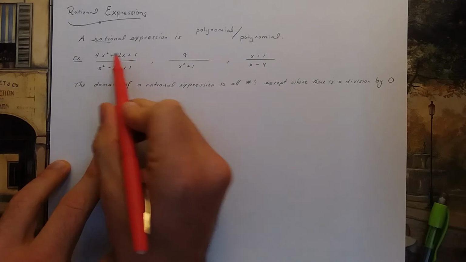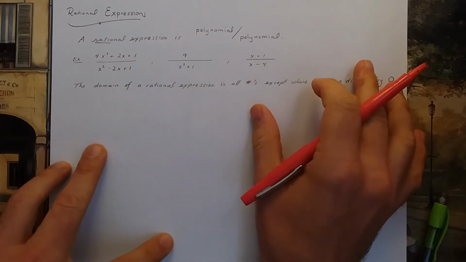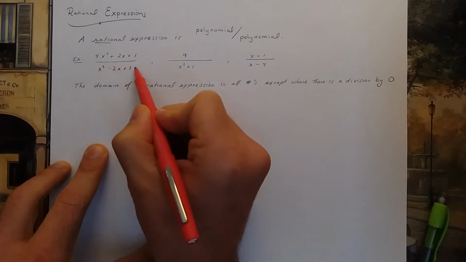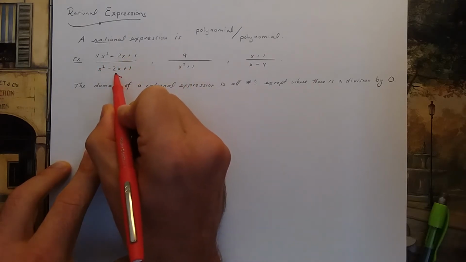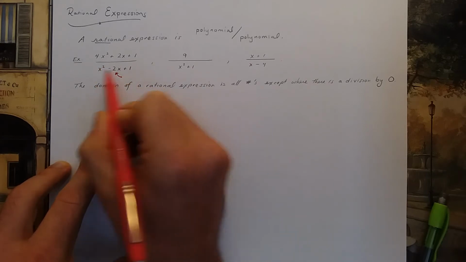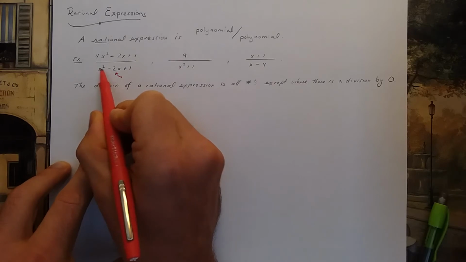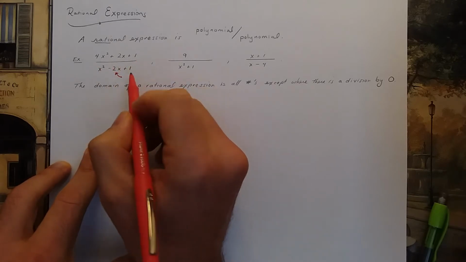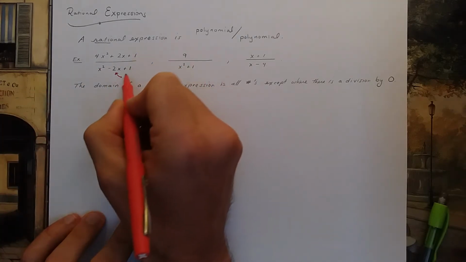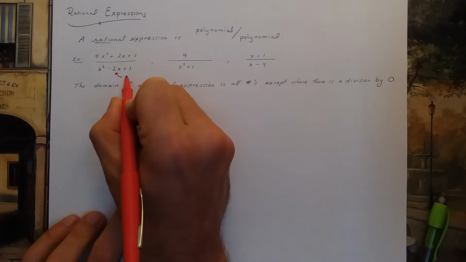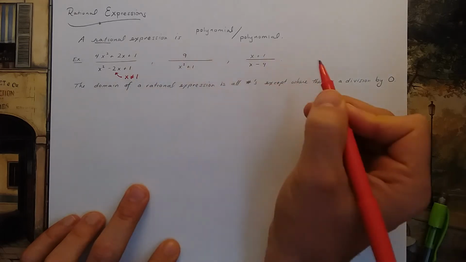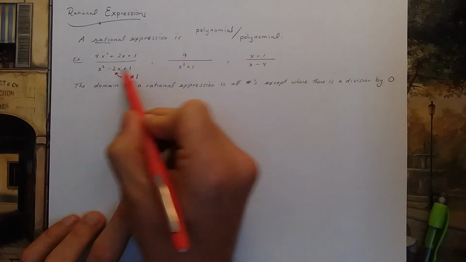So let's look at these 3 rational expressions and talk about their domain. When I think about domain, I just don't want to divide by 0. If I plug x equals 1 into the bottom, I have a problem, because I get 1 minus 2 plus 1, which is equal to 0. That's the only number that I can plug into the bottom to cause the division by 0. So the domain is all x, but not x equals 1. I don't want to plug in 1 because that would cause a division by 0.